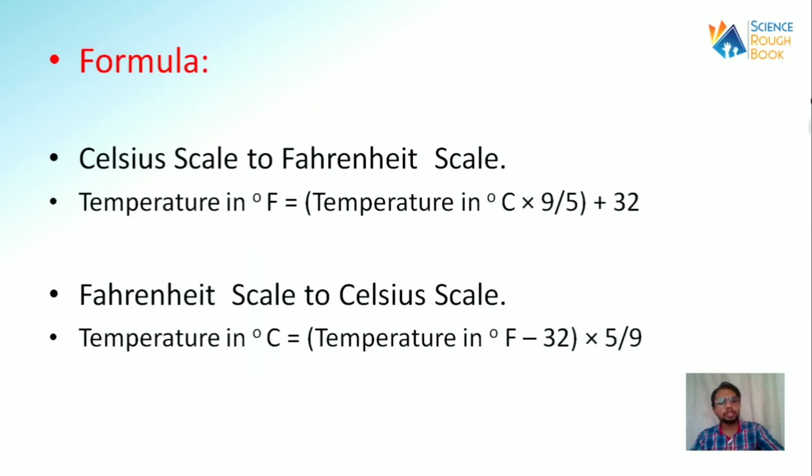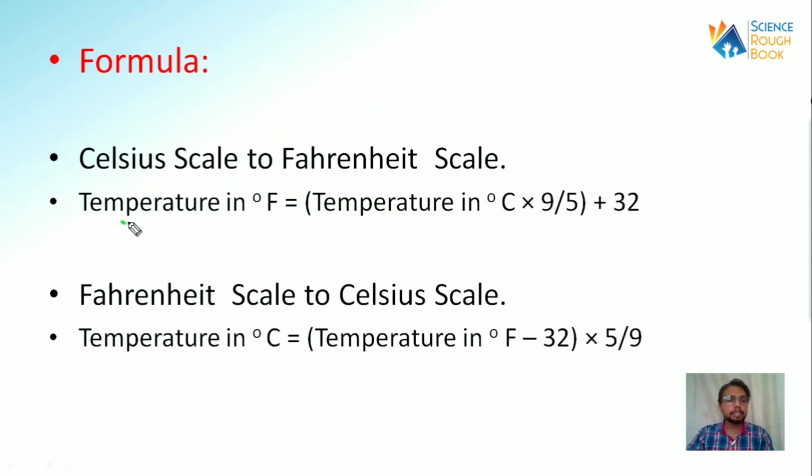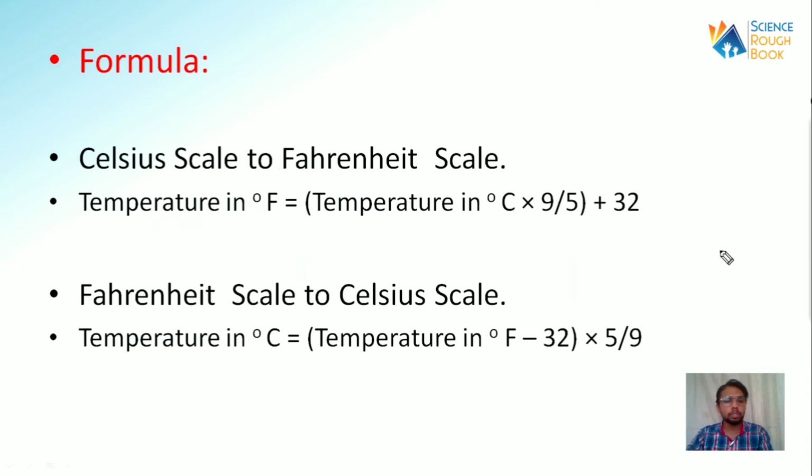Now we are moving towards the formula with which you can convert from Celsius scale to Fahrenheit scale and Fahrenheit scale to Celsius scale. So what is the formula over here? Temperature in degree Fahrenheit is equal to temperature in degree Celsius into 9 divided by 5 plus 32. That formula might be a bit tricky, but you have to remember it like this only, because that is the only way to solve this. So do remember my formula over here.